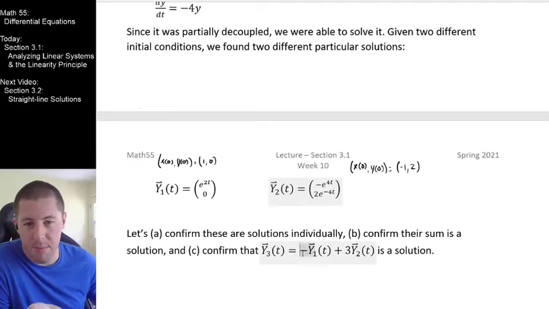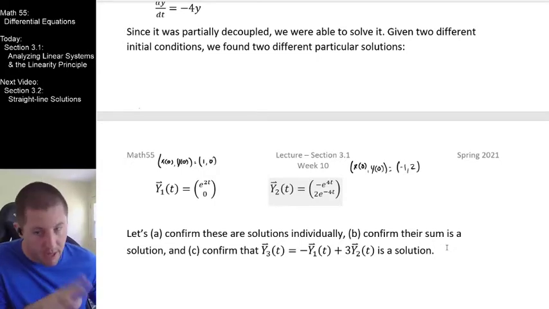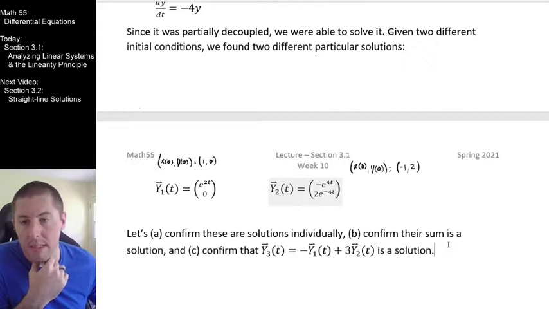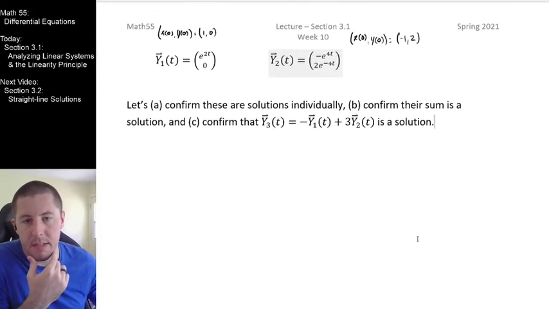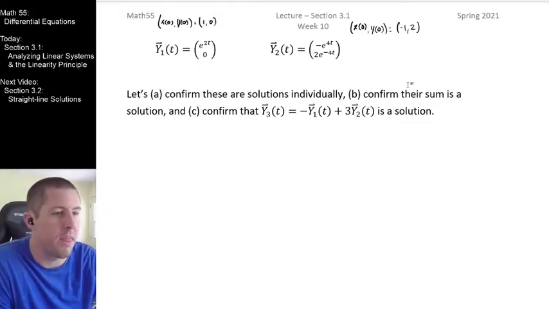I just kind of arbitrarily picked negative 1 and positive 3 as my coefficients on those guys. Let's find what y3 would be, plug it back into the original differential equation, and verify that it as well is a solution here. So let's do A, B, and C right now, just to make sure that the linearity principle is working the way that we think it should here.